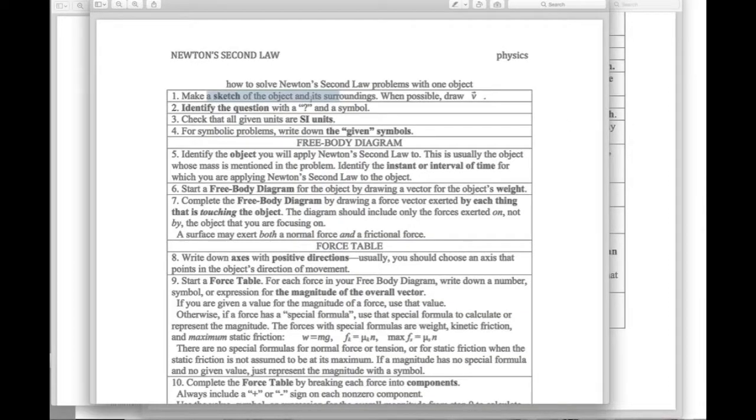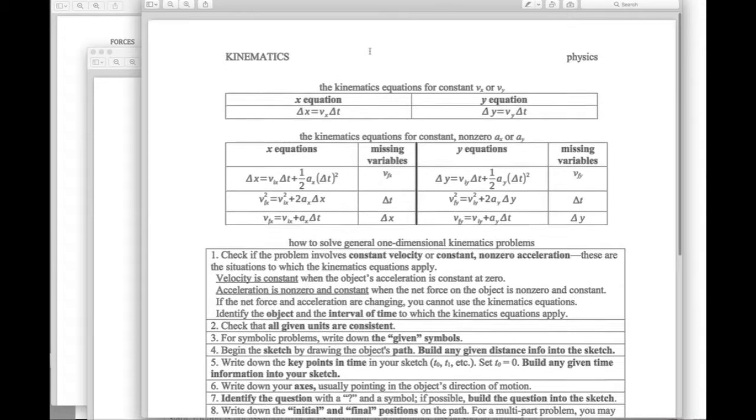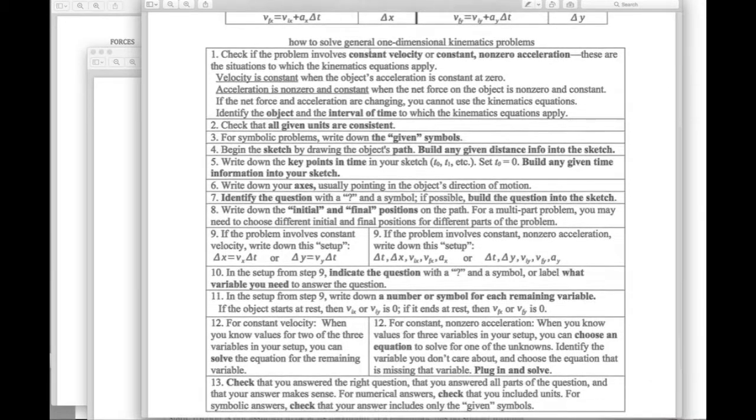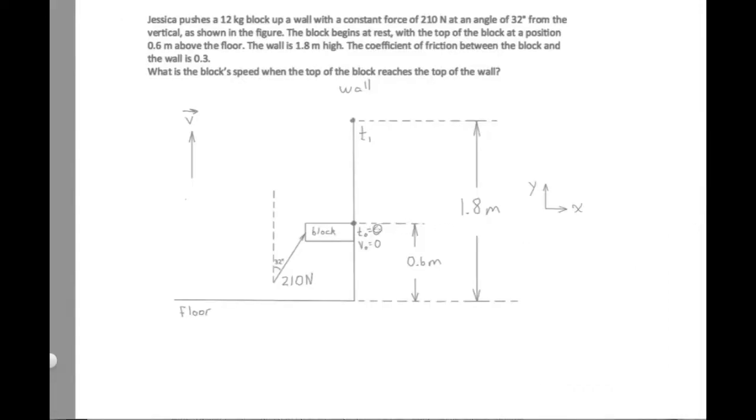All right, so we made a sketch of the object and its surroundings, and we started already building the distance information into the sketch, and we drew the velocity here. So we're kind of bouncing back and forth between the Newton's second law handout and the general kinematics handout, which refers to things like building any given distance information into your sketch and labeling the key points in time.